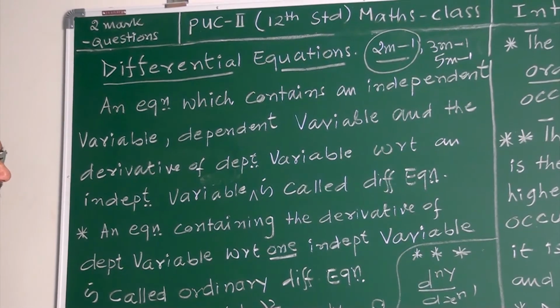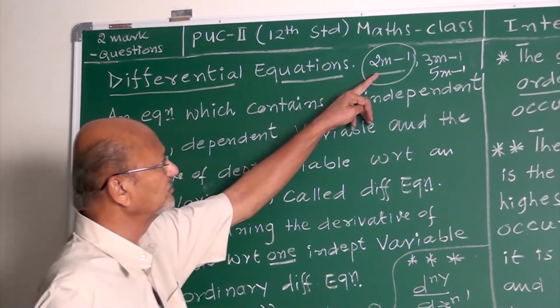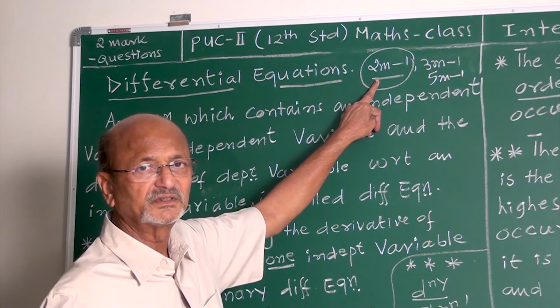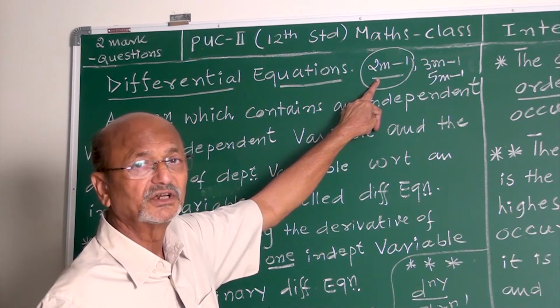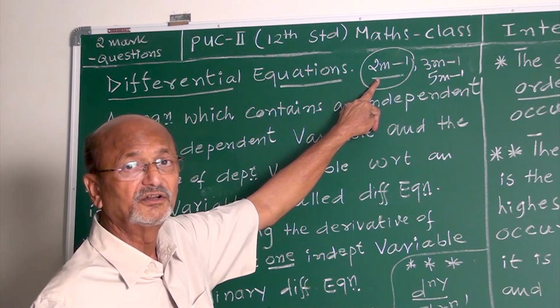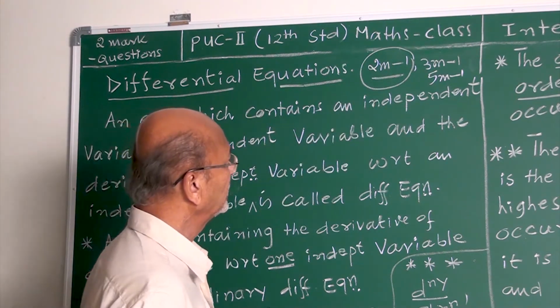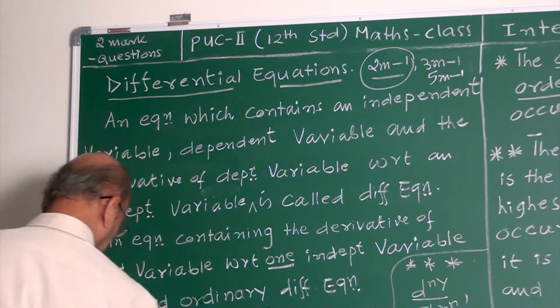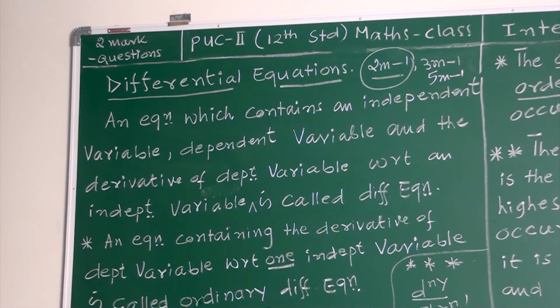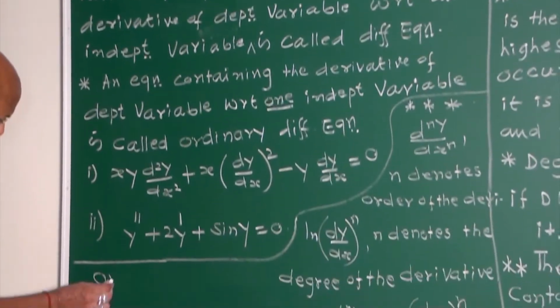First I will explain a little bit of the basics. This 2 mark question, my friends: you have examples under find the order and degree of a differential equation. Find the order and degree of a differential equation. Order and degree.